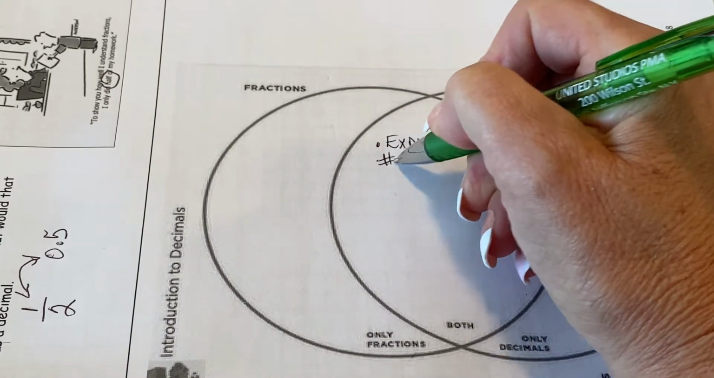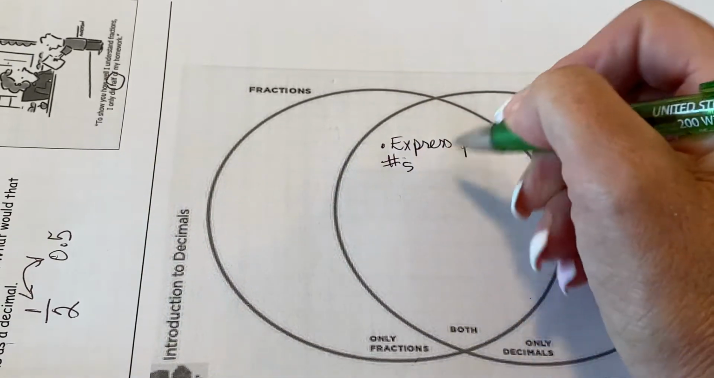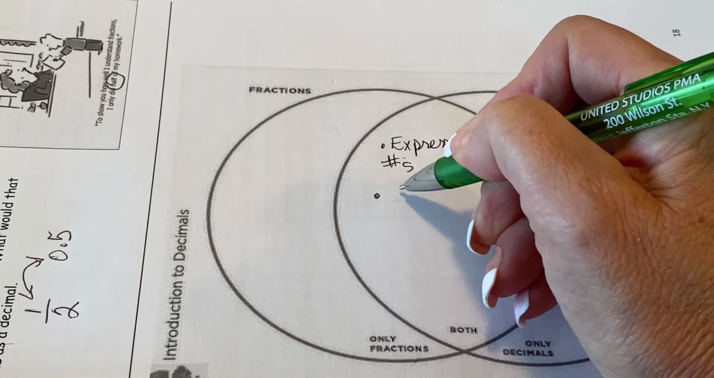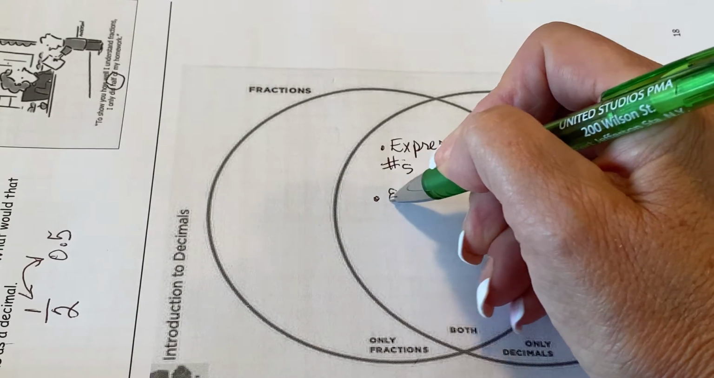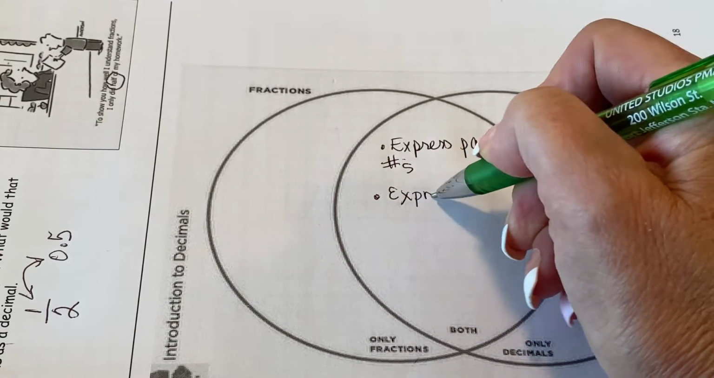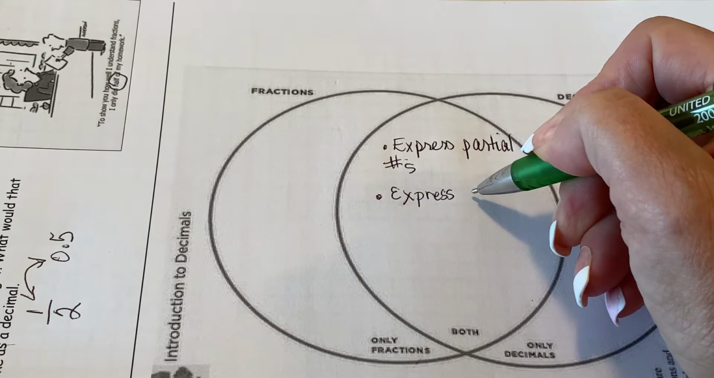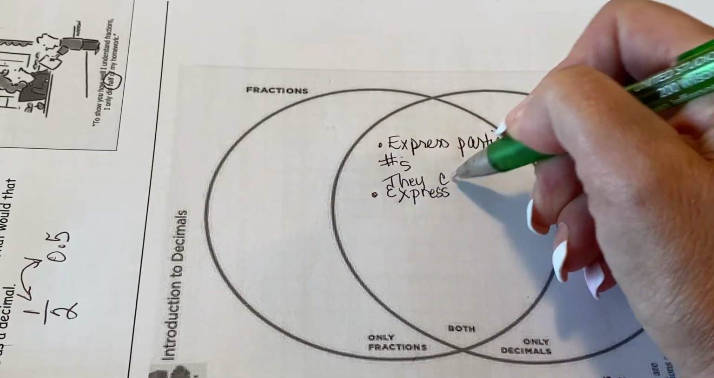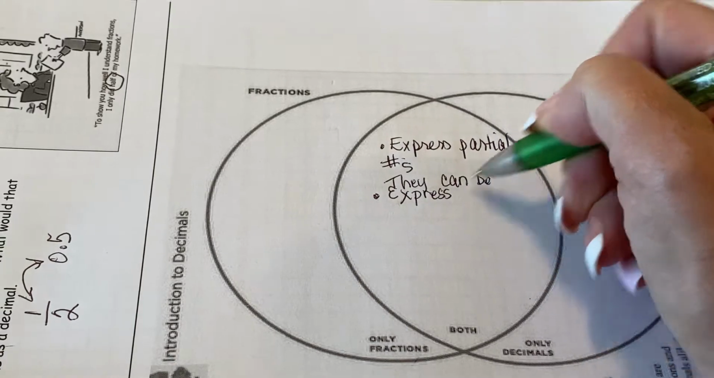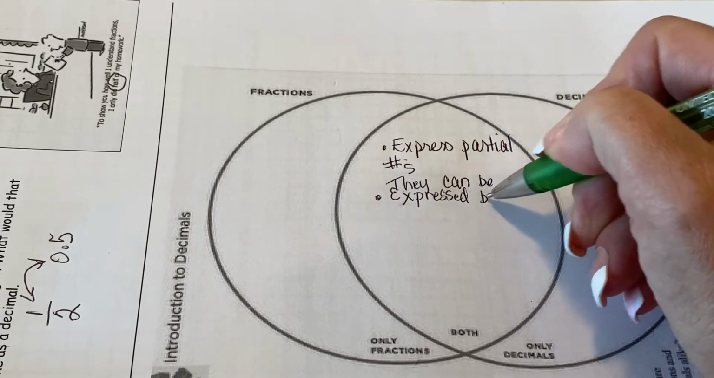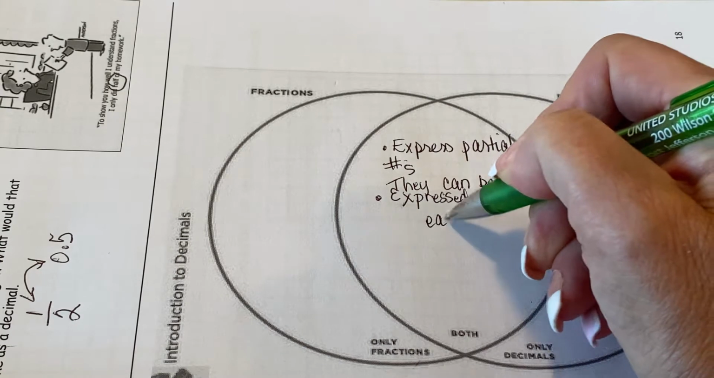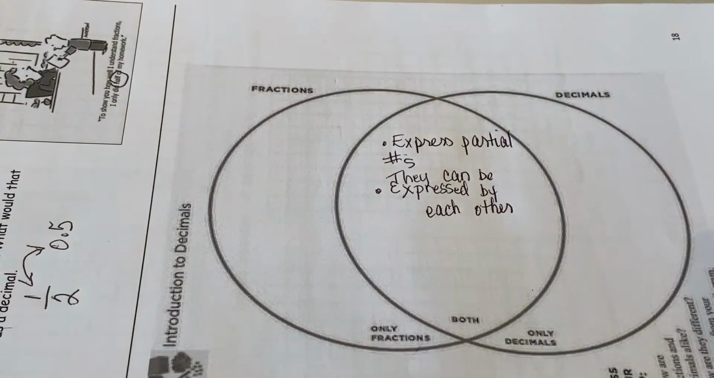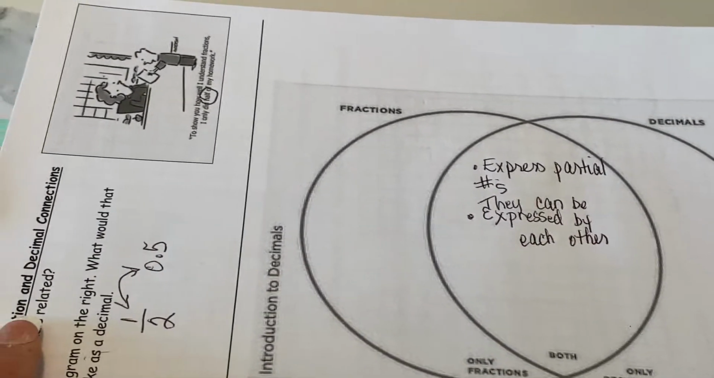You're going to copy this down in your notes as you're doing this. And another way they are similar is that they can be expressed by each other. So they can express or show, another word for express means to show, they can be expressed by each other. So they are definitely related. So the first thing I'd like you to look at is fractions. Let's take a look over here.